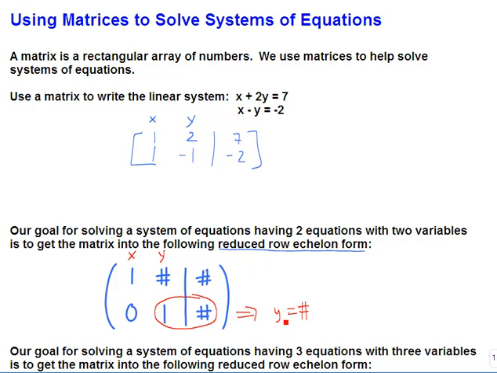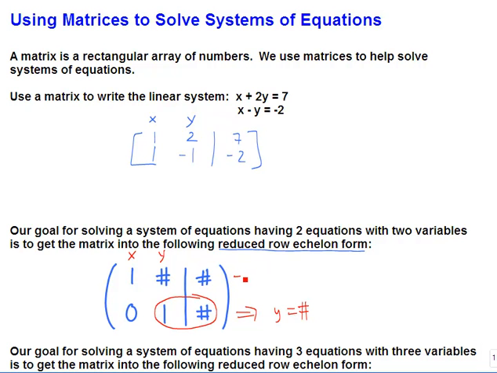Now that only tells us y. We would still need to find x. So to find x, we're going to back up one row. We're going to translate this top row back into an equation, substitute in the value of y, and then solve for x. So that's kind of the process.